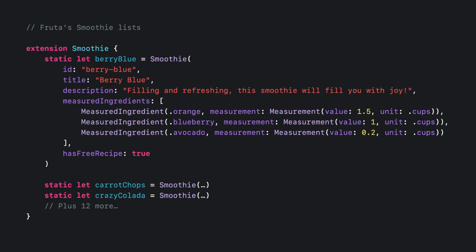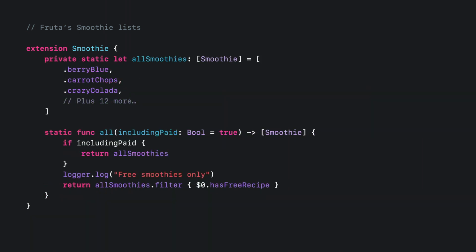Fruta includes 15 smoothie recipes in its source code, and before the DSL, we simply created each smoothie by calling the memberwise initializer and assigning it to a static constant. And then we stored an array of all the smoothies into another static constant. And depending on whether the particular view wants to include recipes that require an in-app purchase, we either return the entire list or filter out the paid ones.